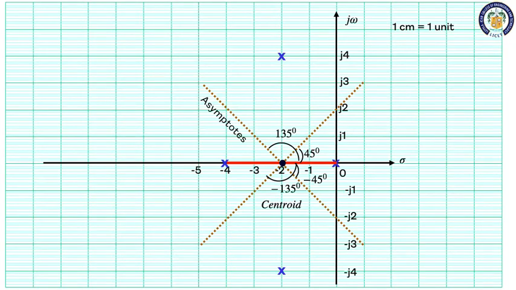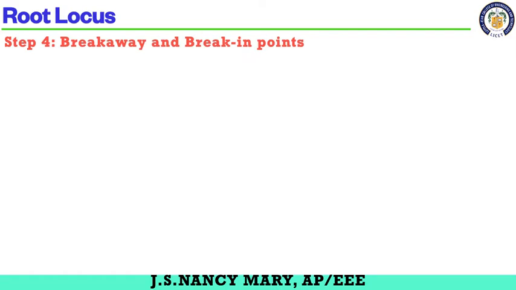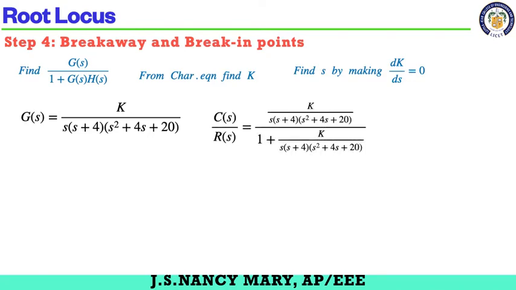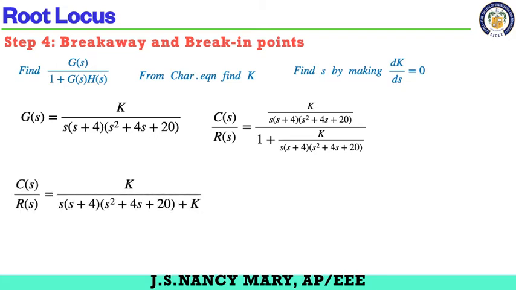Now you go to the next step, the breakaway and break-in points. Find G(s) divided by 1 plus G(s)H(s), which is the characteristic equation, and find K. Then find s by making dK/ds equal to 0. C(s) is equal to G(s) divided by 1 plus G(s)H(s). If I do this, I will get the characteristic equation like this. Make that equation equal to 0.